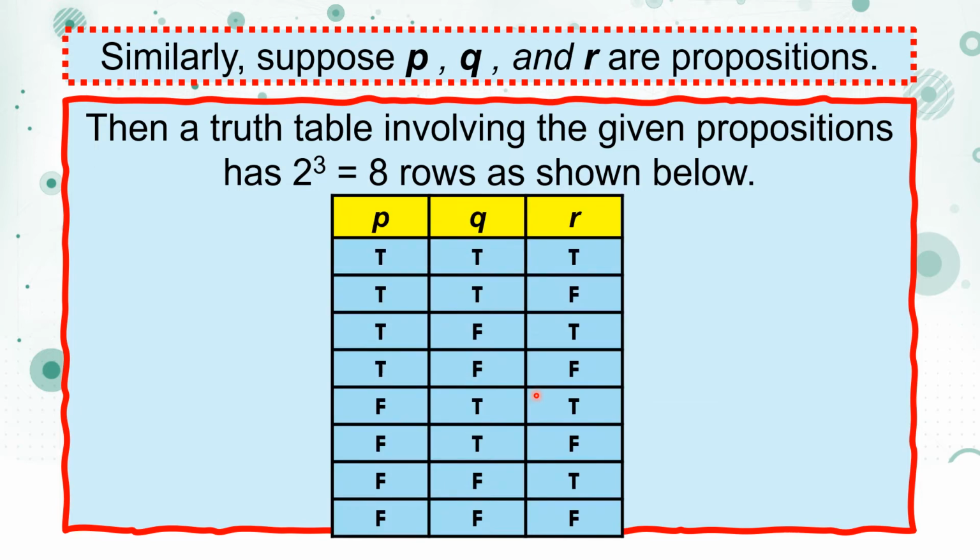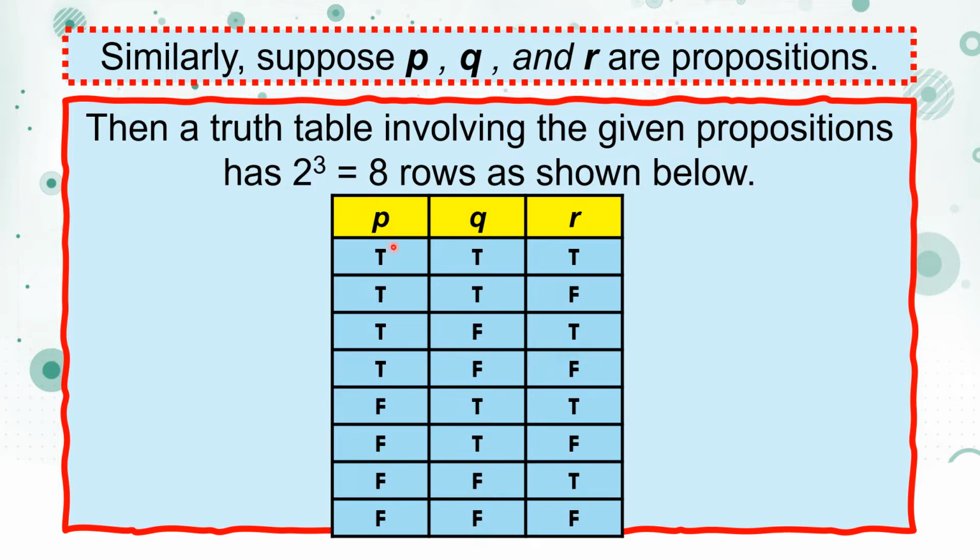So, meron tayong 8 rows sa propositions P, Q, and R. 1, 2, 3, 4, 5, 6, 7, 8. So, we have 8 rows. So, since there are 8 rows, i-divide natin siya into 2. Bakit 2? Kasi nga, dalawa ang possible truth values ng any proposition. Ito ay ang true or false.